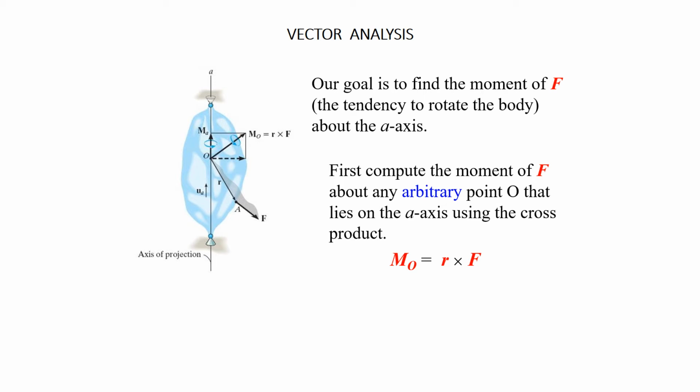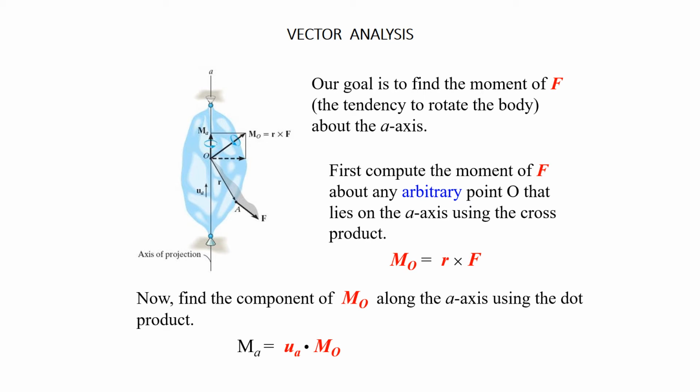What we do know about how to calculate moments is that we know how to calculate the moment of F about an arbitrary point O that lies along the axis of interest. We just would take r cross F using the same procedures we learned earlier in chapter 4.